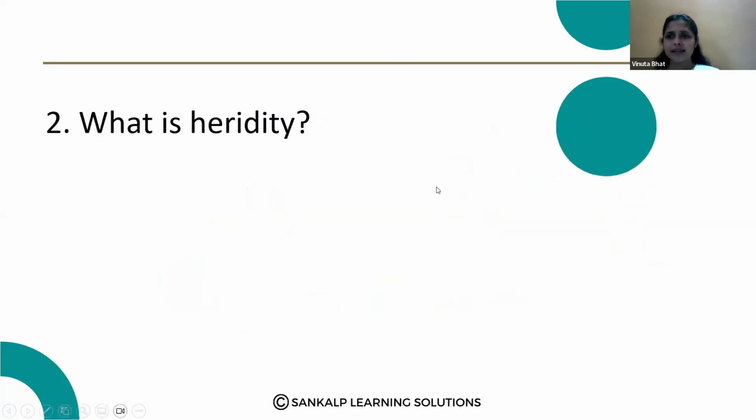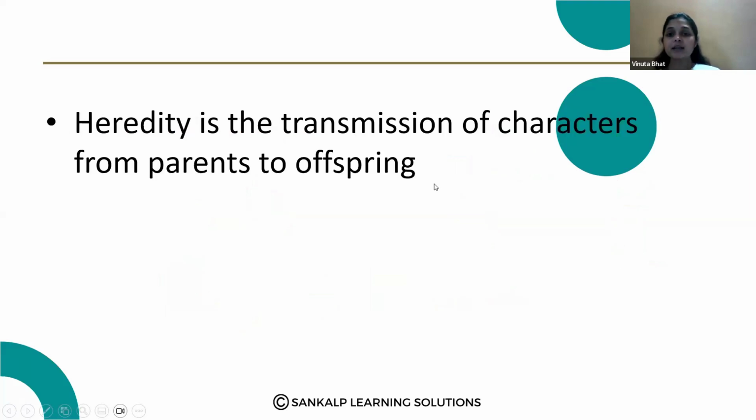Next question, what is heredity? This is the 1 mark definition question. Heredity is the transmission of characters from the parents to the offspring. That is known as heredity.